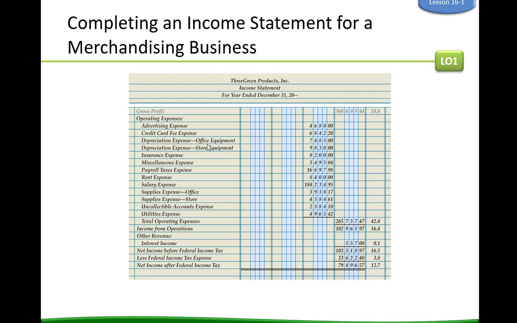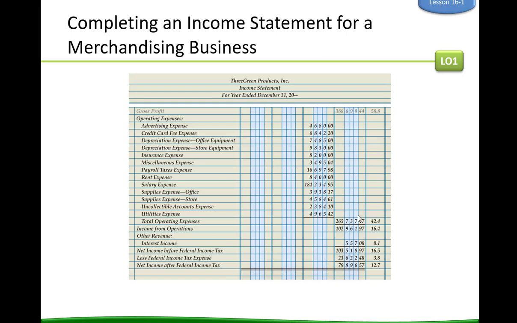These are the things that it takes to run the business, not actually going into the product directly, like your advertising, any credit card fees, the depreciation, your rent, your salary, all the things that go into making up the product but aren't directly inside the product. Again, you're going to pull these off the adjusted trial balance, and then you're going to total it, and that's your total operating expenses.